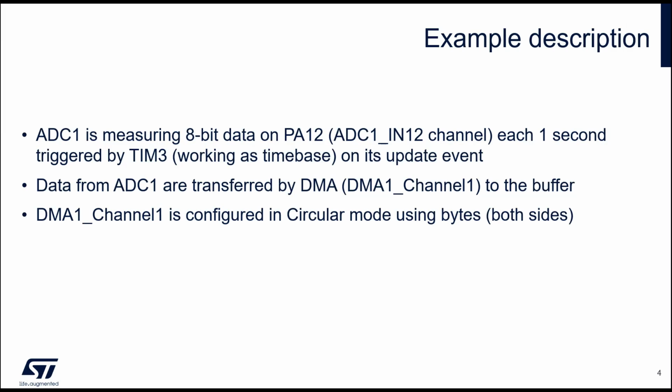Regarding the working condition of the ADC, we will measure an 8-bit data through the pin PA12, and each second the timer tree will trigger the conversion based on its update event. After the conversion, the data will be transferred by DMA channel 1 from the ADC to the buffer stored in the RAM. Regarding the configuration of the DMA, we will use the channel 1 configured in circular mode using byte on both sides, meaning bytes on the peripheral side and the memory side.